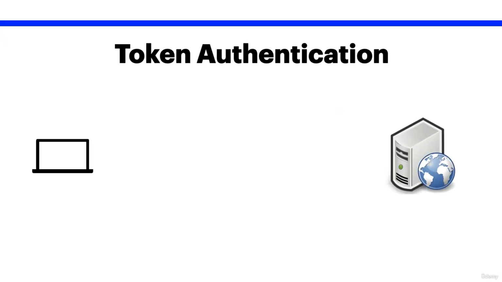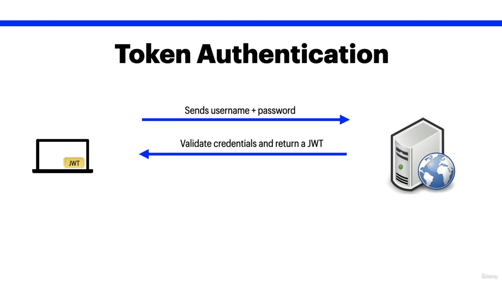So let's take a look at how token authentication works. So a user logs in and sends their username and password up to the server. The server will validate their credentials and return a JSON Web Token that the client will store locally on their machine. Typically, we often use browser storage to hold onto the token so that we can then send the JSON Web Token with every single request.